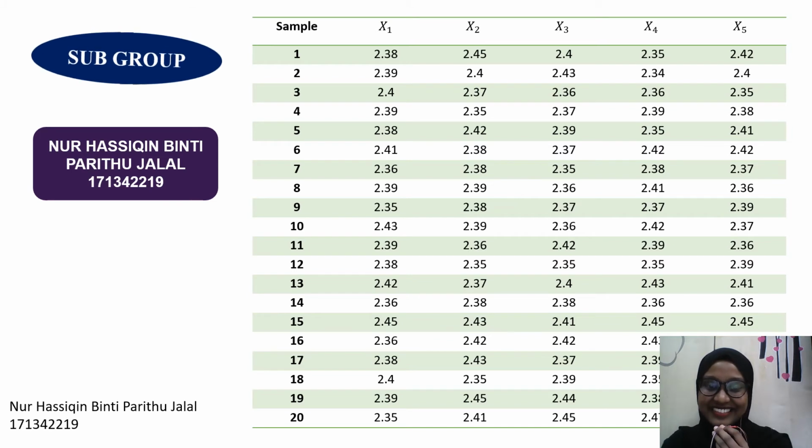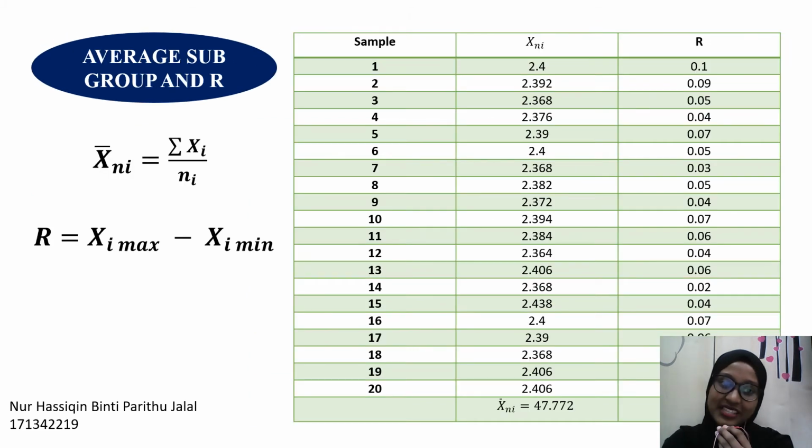Next, we follow up with the second step. After we have obtained all the samples, for example from the slide, x1, x2 until x5, we need to find the average value for each subgroup.